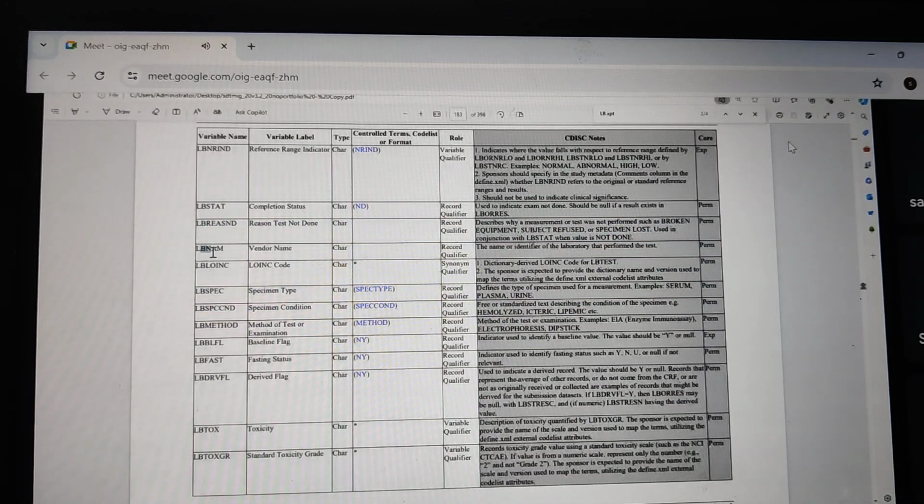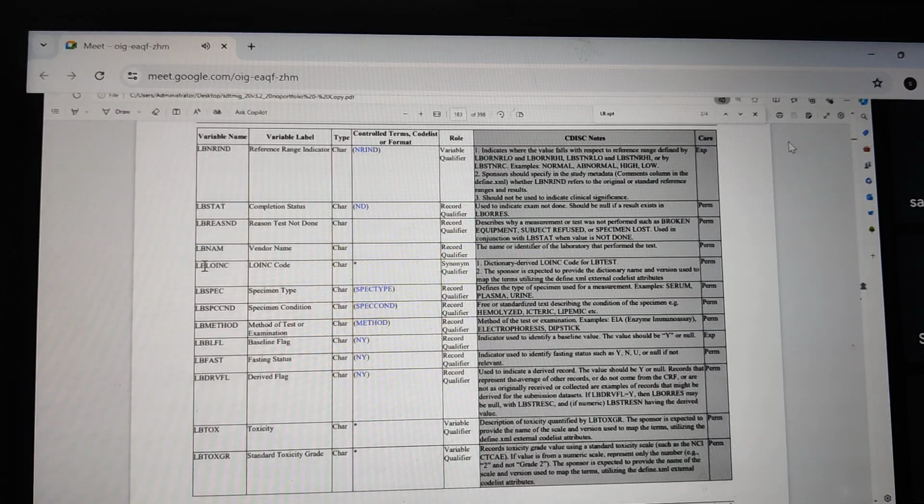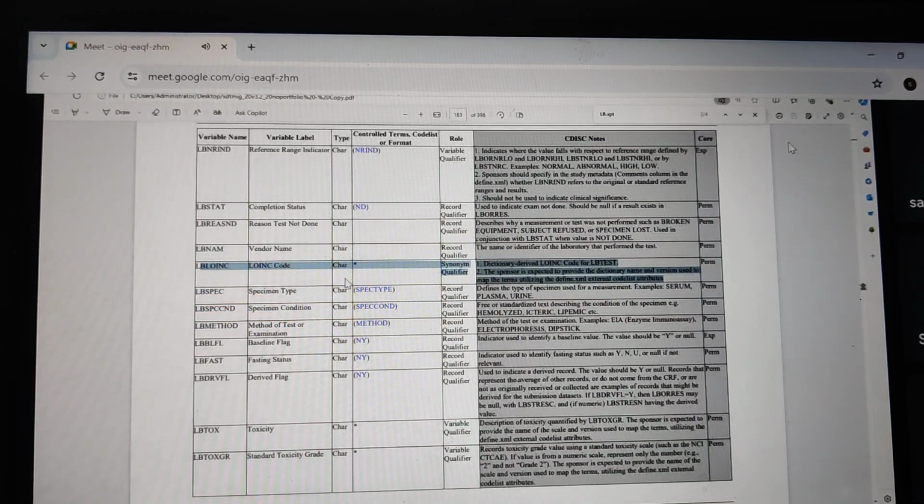Next, LBNAM. So who performed this test? Okay, the investigator or the vendor name, whatever it may be, so we can map it here. Then LBLOINC, this is the LOINC code. We'll have a LOINC dictionary where each and every test has one particular code, and that code comes from the LOINC code.